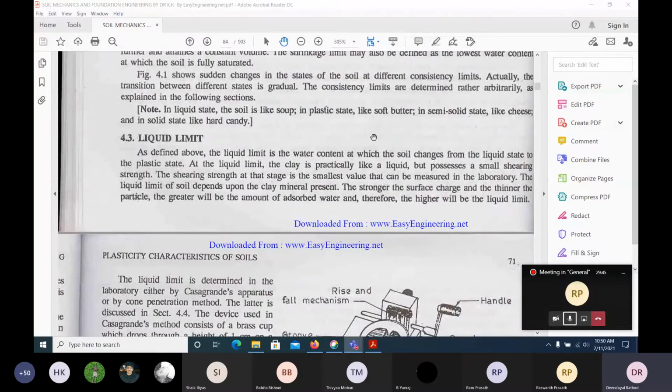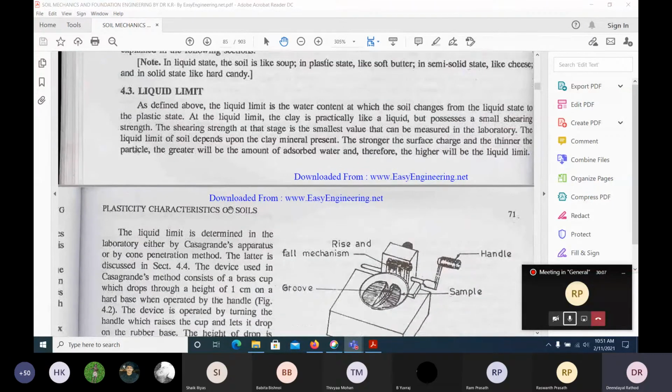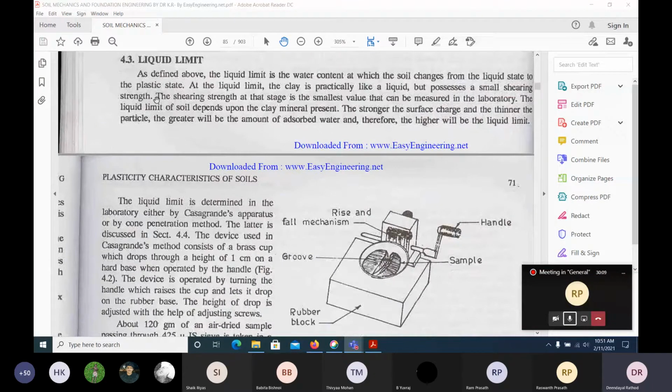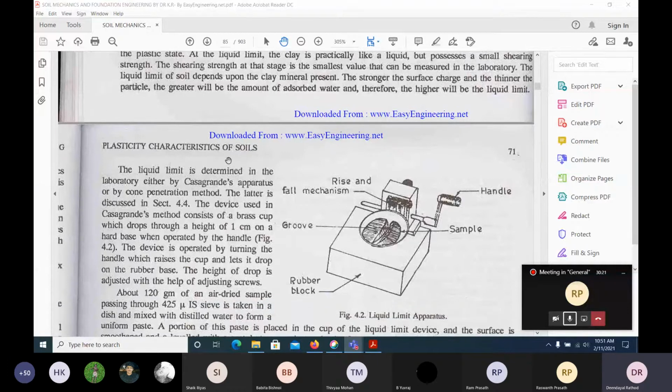Now you may ask me, sir, how exactly do we find out in the laboratory this particular liquid limit, plastic limit, shrinkage limit? These are the water contents only, but there are some methods to find out these limits. Now let us see the liquid limit. This is given by Casagrande, a scientist, who has given this method by which we generally find it.